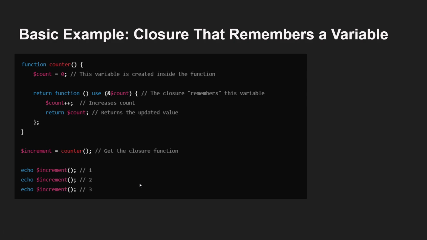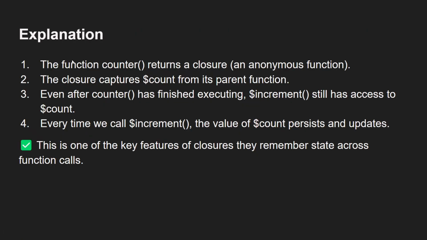So in other words, firstly, the function counter returns a closure, an anonymous function. Secondly, the closure captures the count variable from its parent function. Thirdly, even after the counter function has finished executing, the increment function still has access to the count. Every time we call increment, the value of count persists and updates.